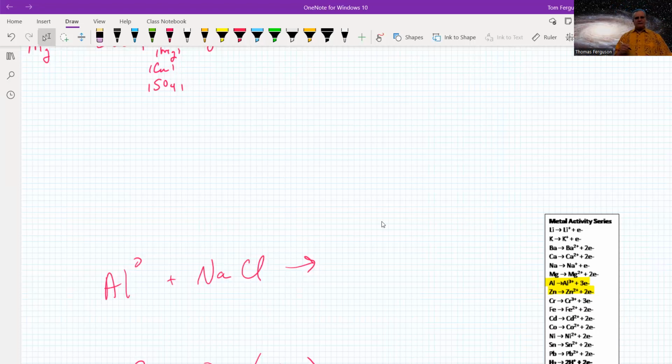Here we have aluminum metal in salt solution. Is this a go? Well, find aluminum. There's sodium.